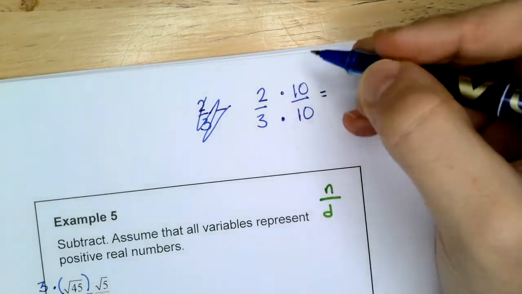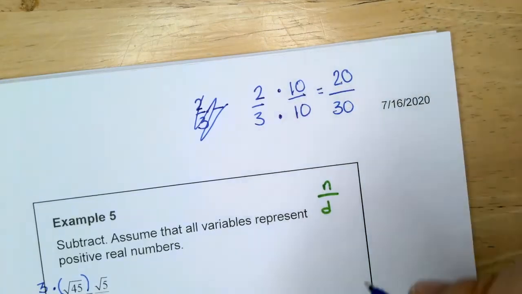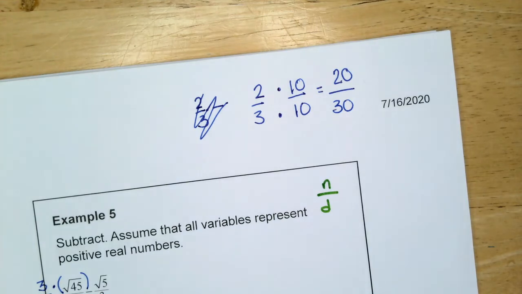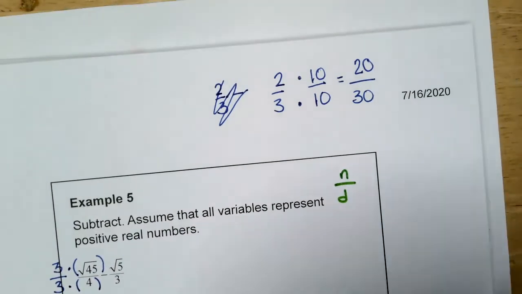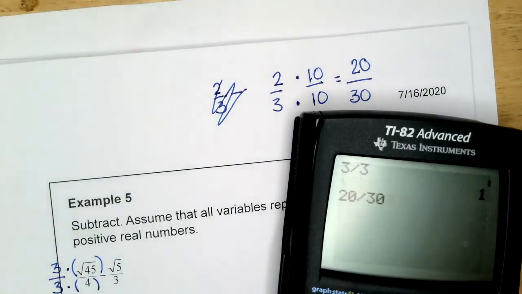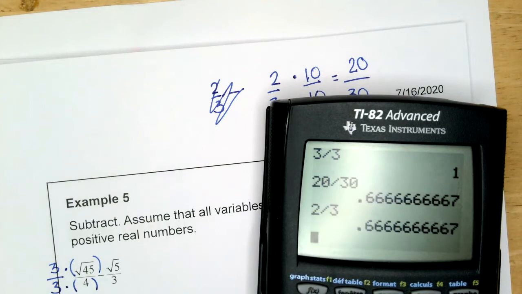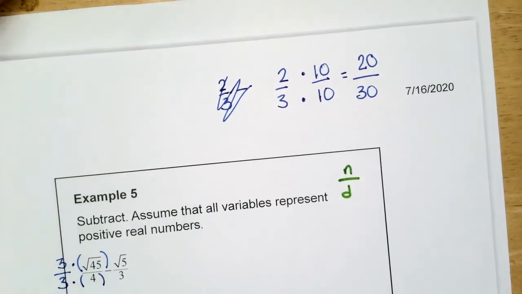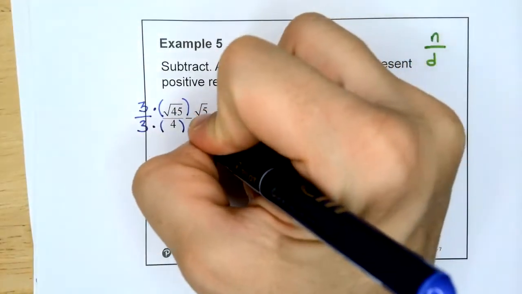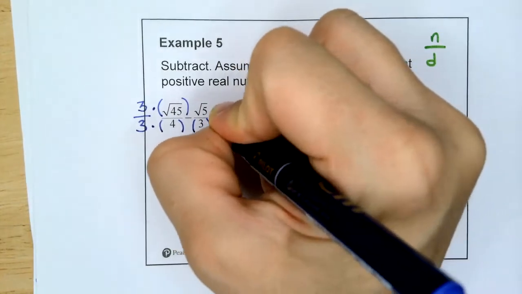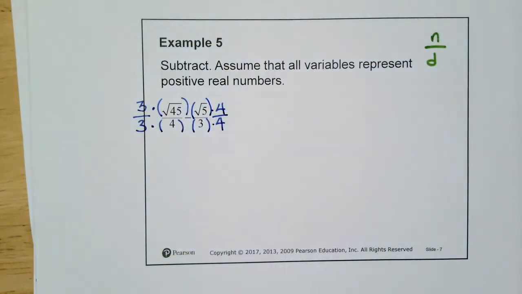I'm just changing what it looks like. 2 times 10 is 20, right? 3 times 10 is 30. And you can do it with any number. You could even do it with a radical. You could multiply them both by the square root of 5 if you want. 20/30, 2/3. They give you the same, right? Okay. So I'm multiplying this fraction by 3/3. I'm going to multiply this fraction by 4/4.